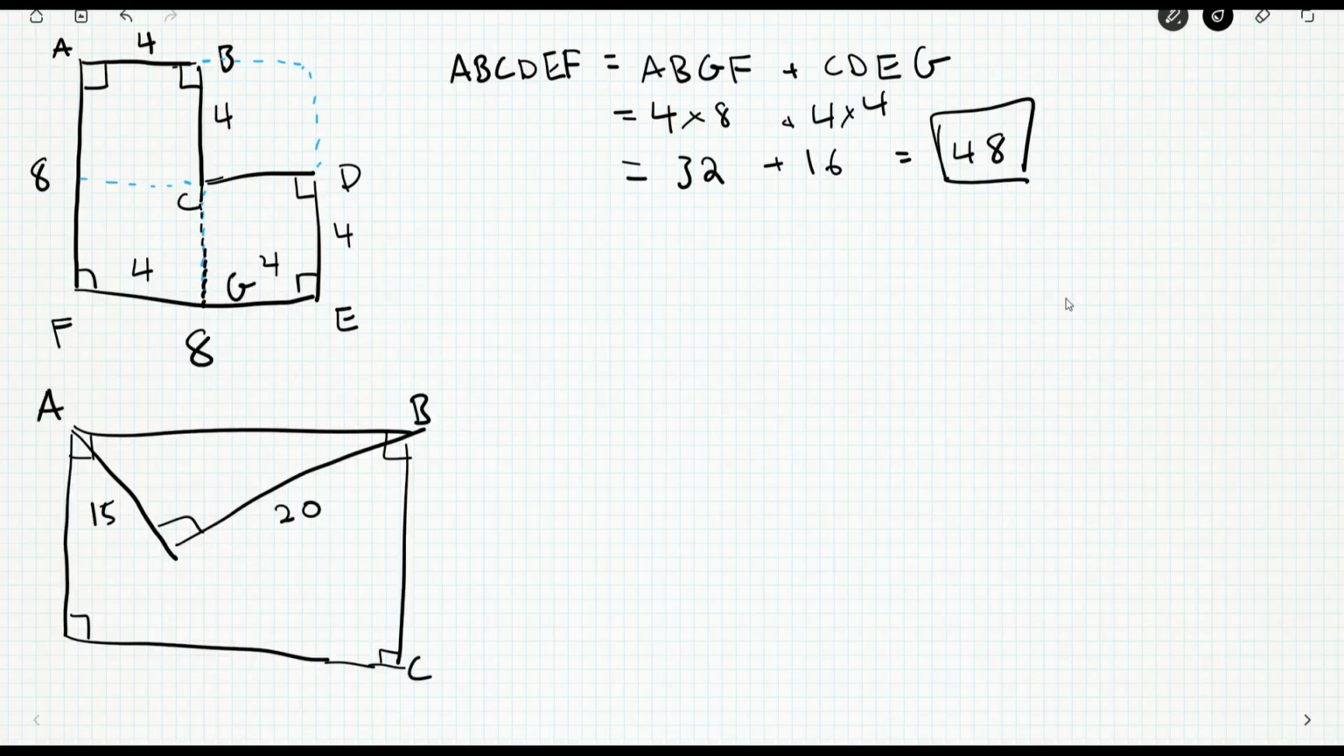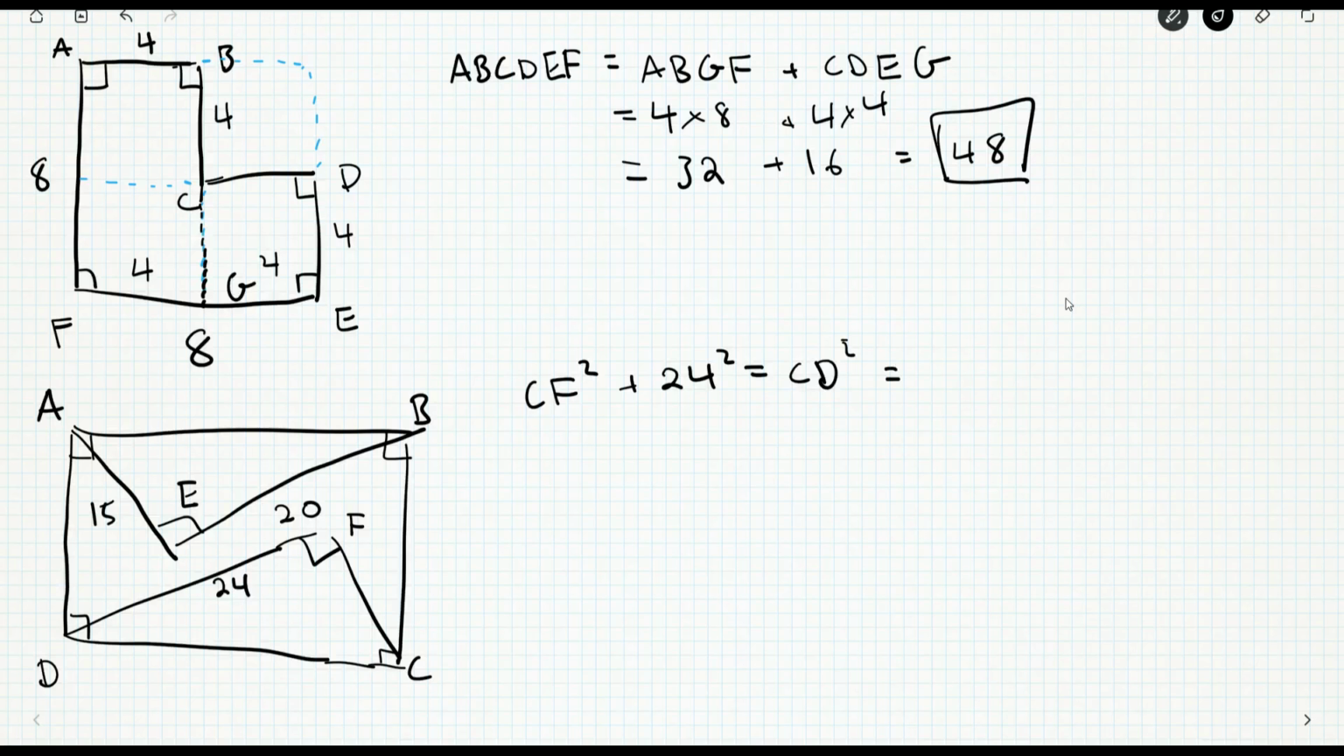A, B, C, D, E is in here. And then we have F up here, and this was 24. This was also a right angle. Okay. So, let's see here. CF squared plus 24 squared is the same as CD squared. But CD squared is the same as AB squared. And AB squared, since we got a right angle triangle here, is 15 squared plus 20 squared.